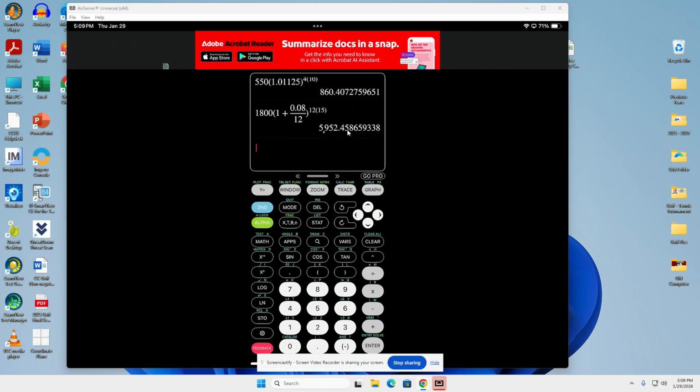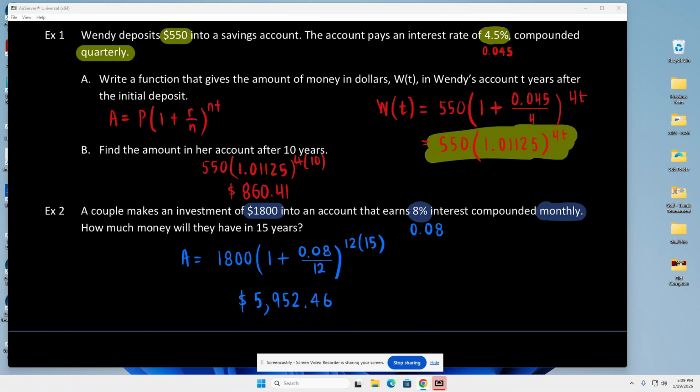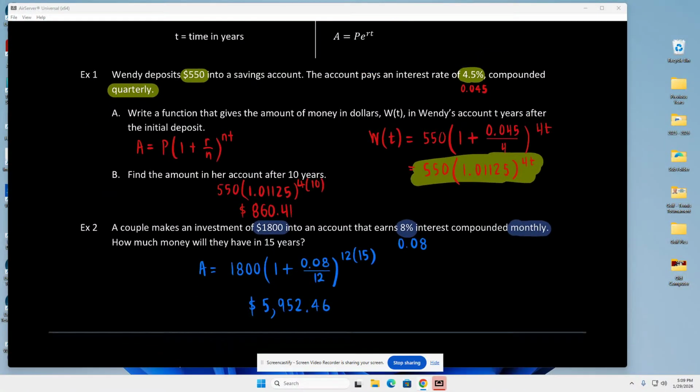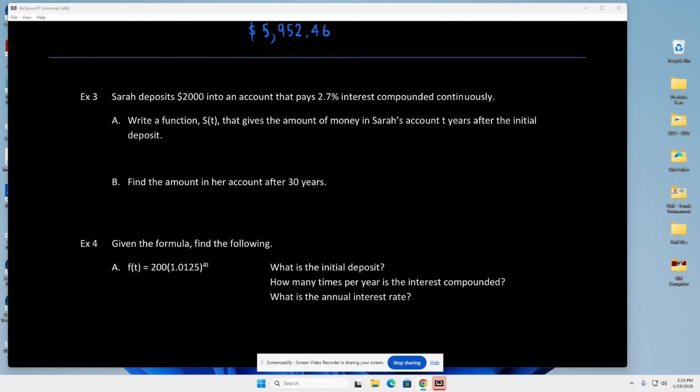So my answer is, it's money, $5,952.46, compounded monthly. It's not too bad, right? You feel confident about this, I hope. Let's look at another example.